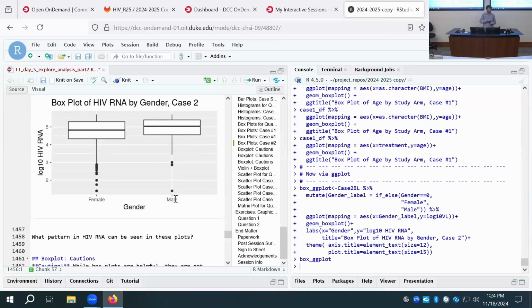So what pattern in HIV RNA can you see in these plots? Or do you think that you see? There's a difference, like with the female, I think it's the top and bottom signature more of them. There seem to be some outliers, more outliers, right? So the dots are outliers.